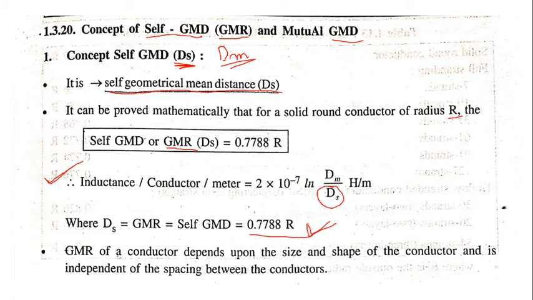Now the GMR of the conductor depends upon the size and the shape of the conductor and is independent of the spacing between the conductors. So GMR, that is the geometric mean radius, or self GMD, depends only on the size and shape of the conductor. It is not going to depend on the spacing between the conductors.